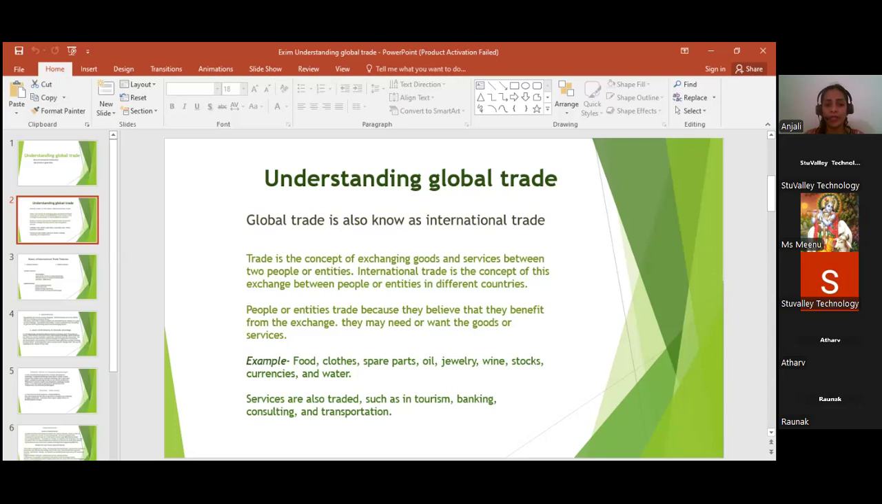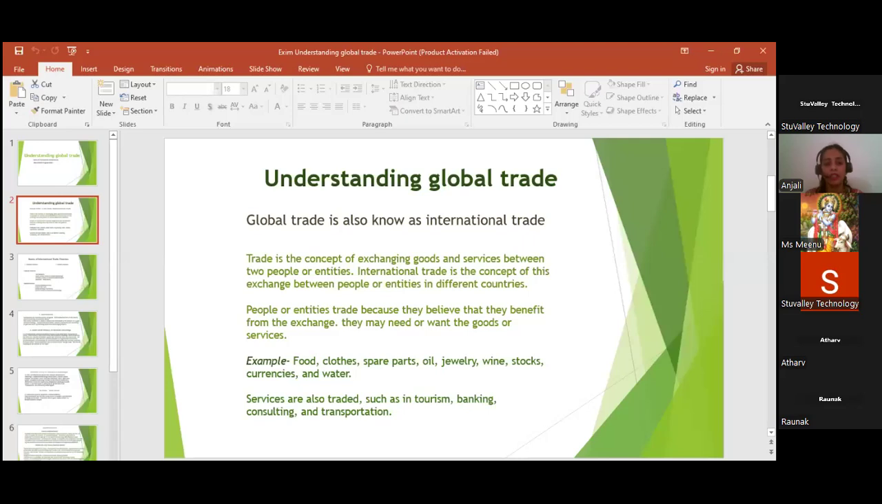Trade is a concept of exchanging goods and services between two people or entities. Entities are the products in which they are good, specialized, or expert. It might be any region, technology, or labor skills that a particular person or country has. International trade is this exchange between people and entities in different countries.